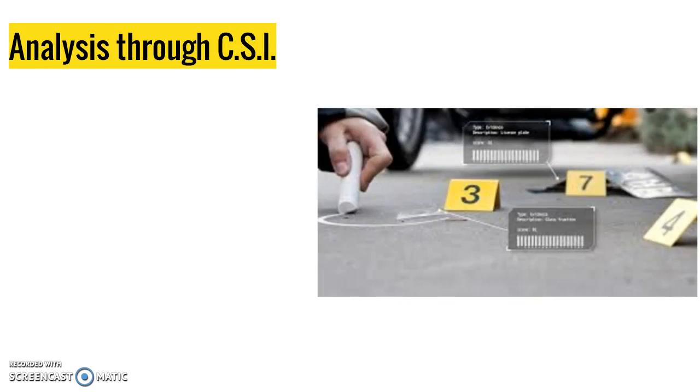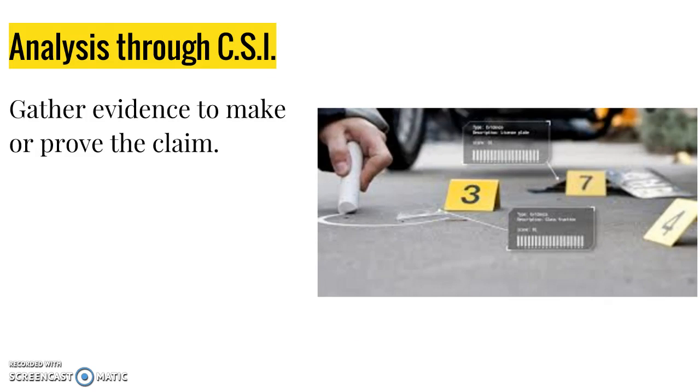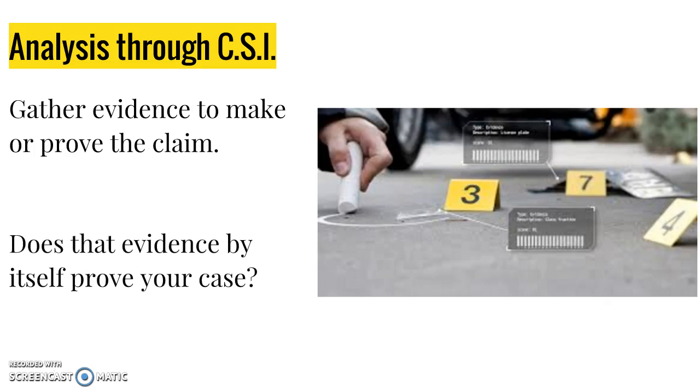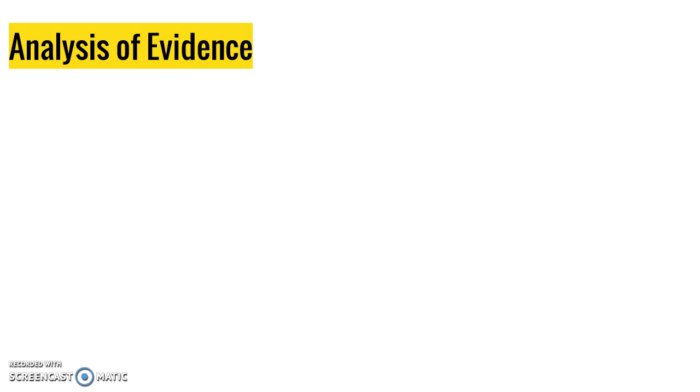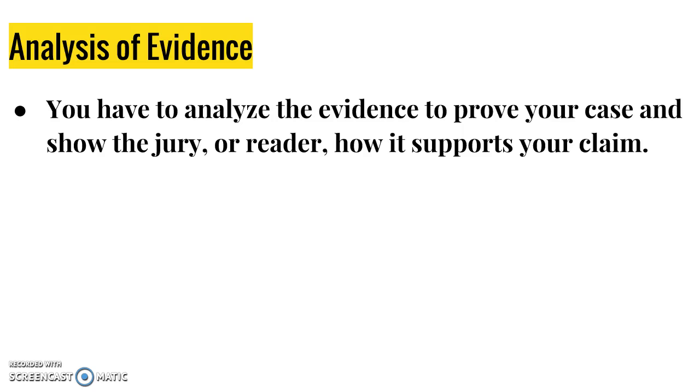So analysis through CSI. We have our evidence. You're going to gather it to prove the claim. We've done that. Most of us have done a really great job with that. We'll continue to work with it. But if you don't have evidence, you don't have a case. But more than that, does the evidence by itself prove your case? No. You have to analyze the evidence for the jury, in this case the reader, to prove your case and show how it supports your claim. If you don't do that, they're not going to get it.